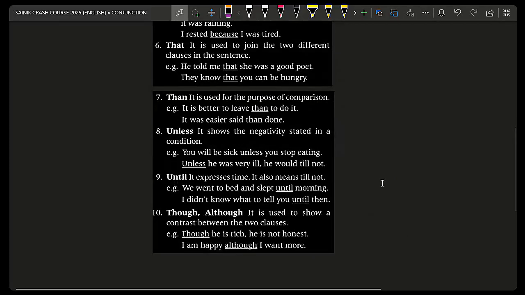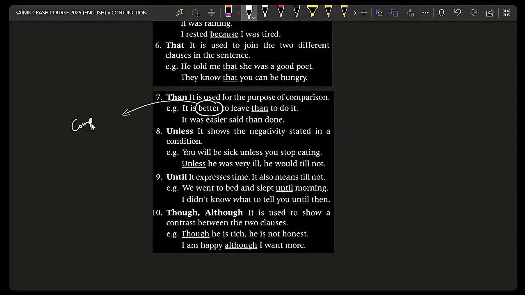Now, "than" is used for the purpose of comparison. Already we have seen this "than" in degrees of comparison. So whenever the comparative degree is there, then definitely we are going to use "than". It is better. Better is the comparative degree. So whenever "than" is used, it is always associated with a comparative degree of adjective. If better is the comparative degree, what is the positive degree and superlative degree?